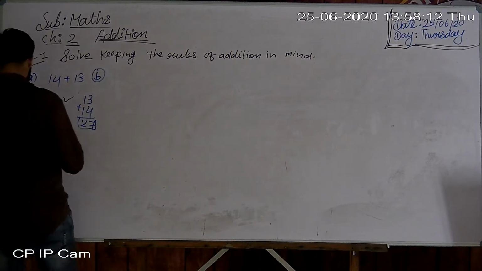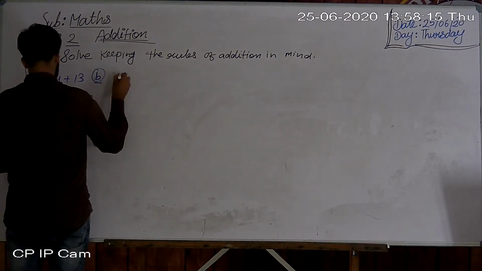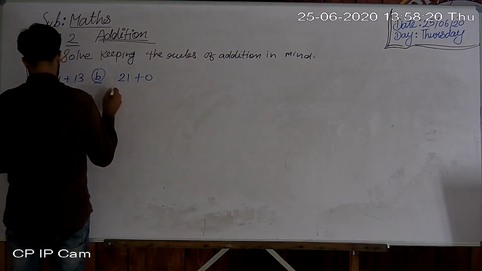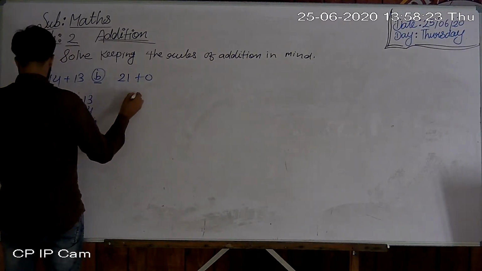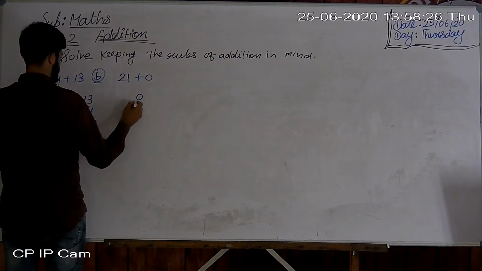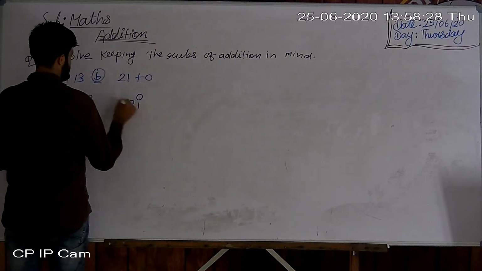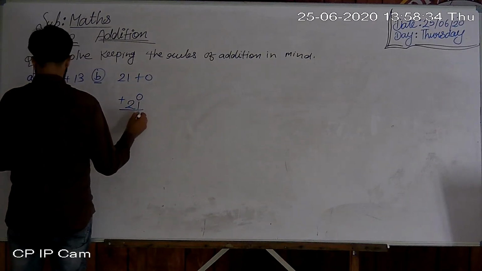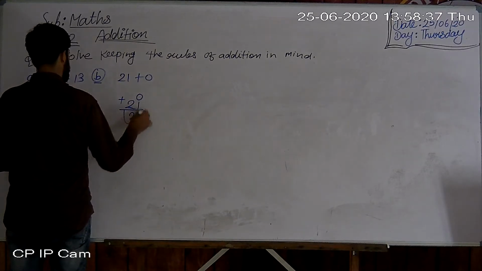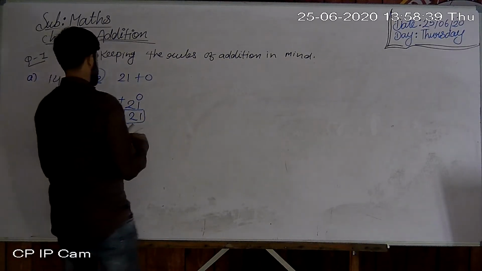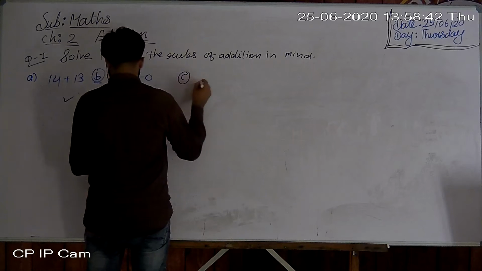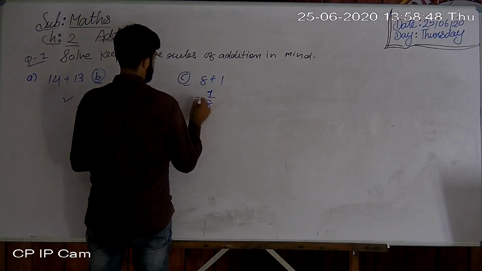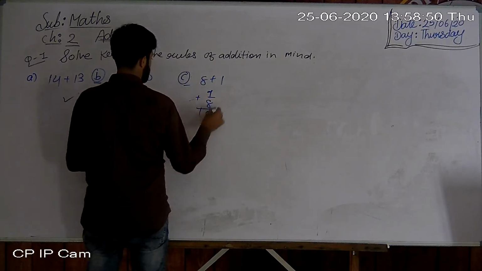Then further, B: 21 plus 0. The answer is only 21. How can we solve? First of all, which number is right here? 0 plus 1 is 1, and 2 as it is. Then question C: 8 plus 1. So 1 plus 8, 9 is our answer.